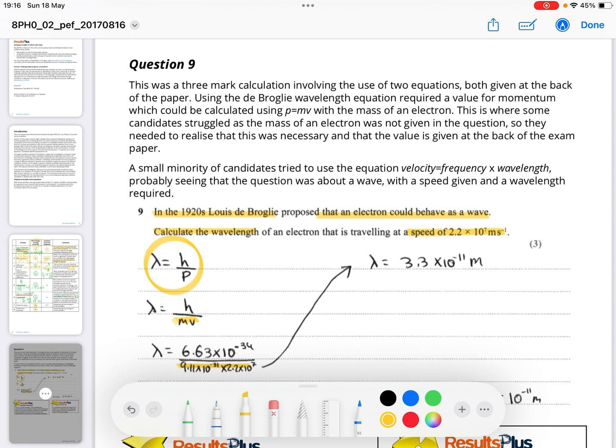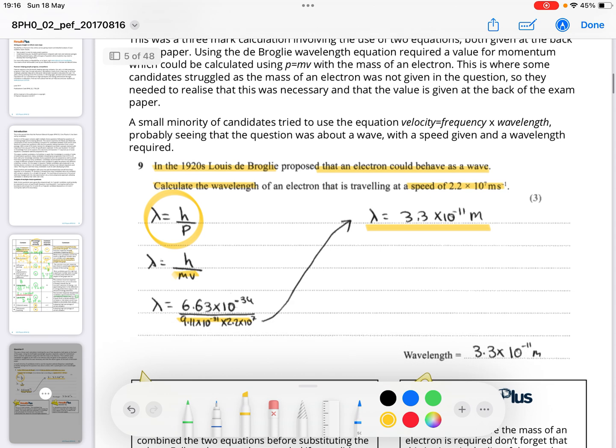Once you do that, you can work out that it's 3.3 times 10 to the minus 11. So this is how I like students to write out their answers. I like showing you this because it shows how a real student under exam pressure can give their answers, and he's put the answer, or she, to 2 significant figures, which is correct.